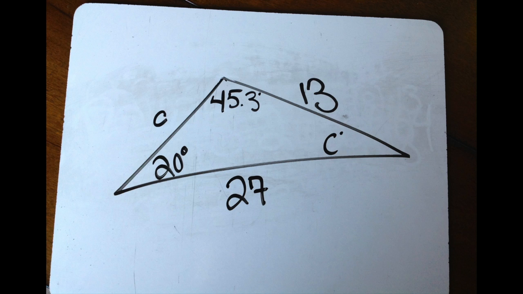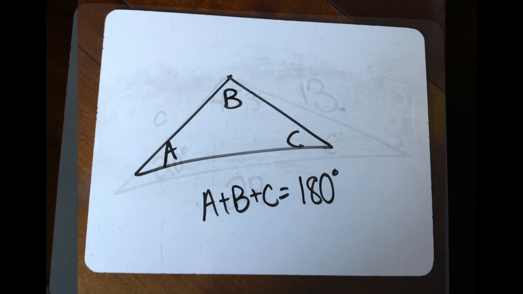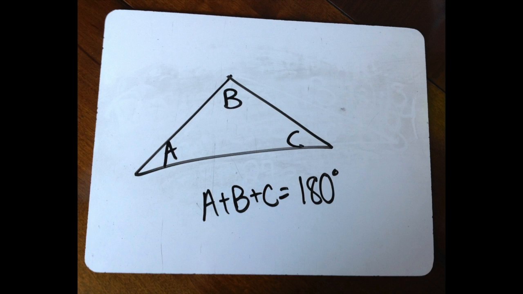Now we only have one missing angle measurement and one missing side length, which can be solved for using the law of sines yet again. Just like in any other triangle, angles A, B, and C all have to equal 180, which can be used to find angle C.